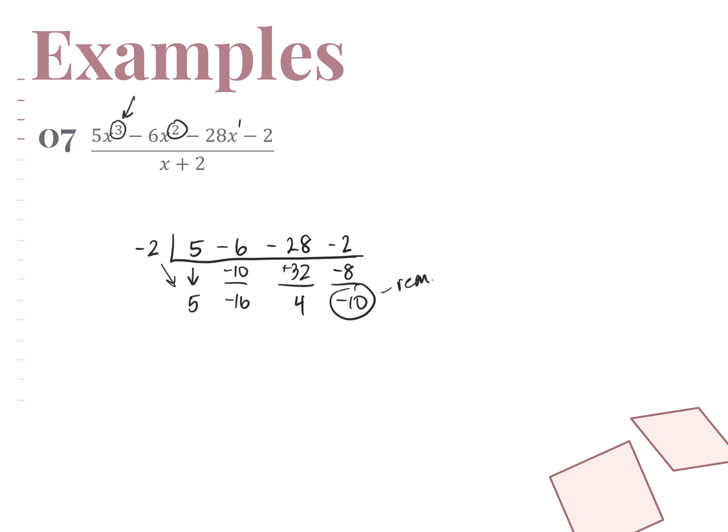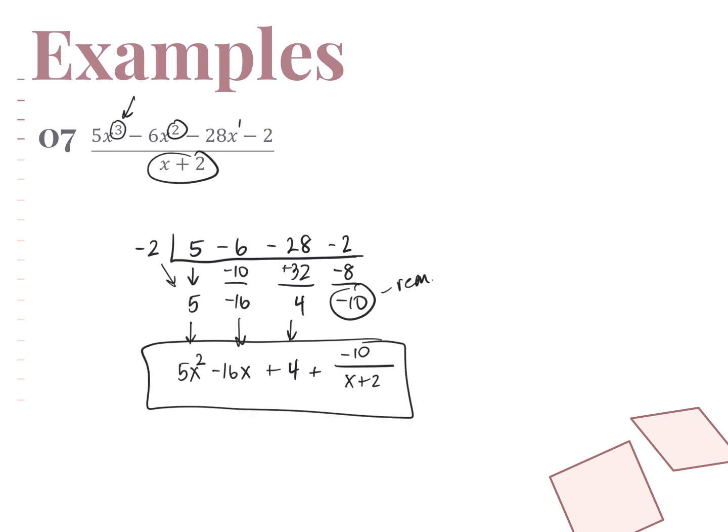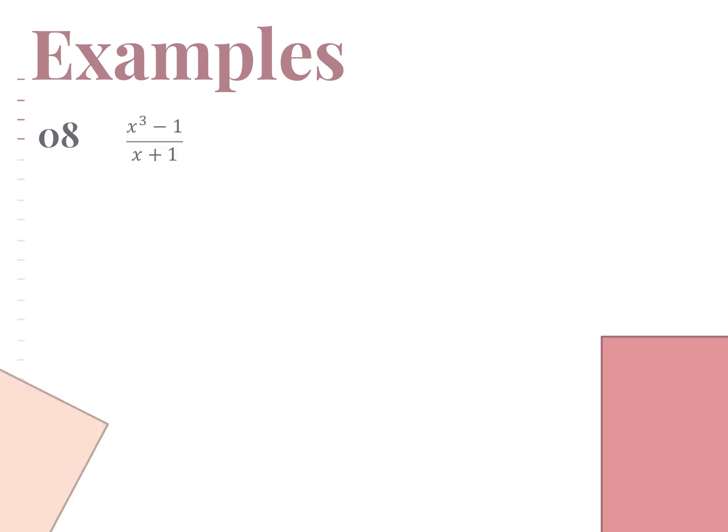I started with an x to the third, so this is going to be 5x to the second minus 16x to the first. And then this is going to be plus 4, that's my constant. And then it's going to be plus negative 10 over what I divided by initially, which is x plus 2. And so this is the long division, or the synthetic division way of solving this. And again, it becomes very, very easy when you do enough of them.